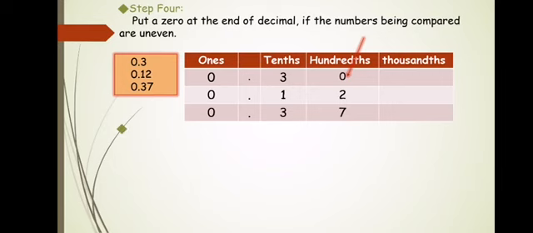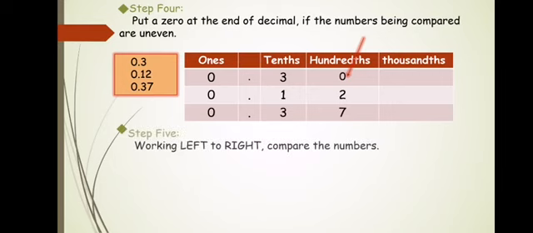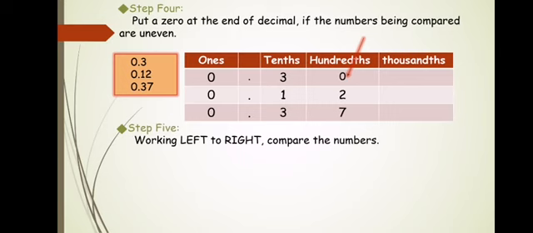In step 5, working left to right, compare the numbers. So we have to compare the numbers from left to right. We start by ones. The ones digits are all equal. So now we have to compare the decimal parts. We have 30, 12, and 37. We have to order these three decimal parts.